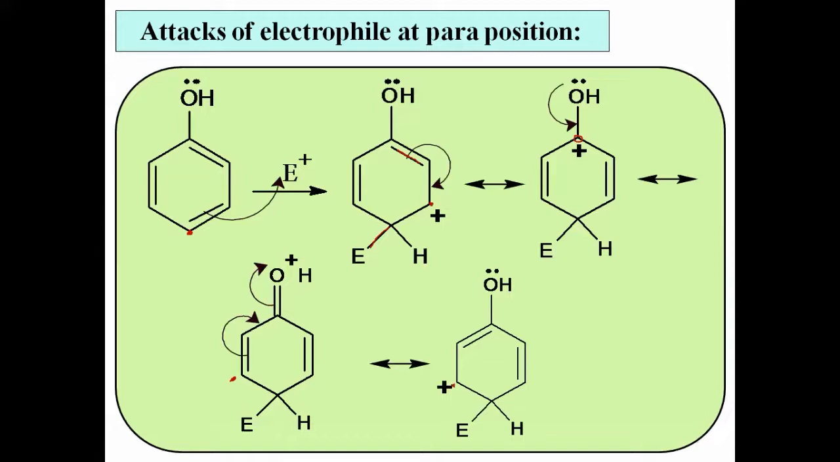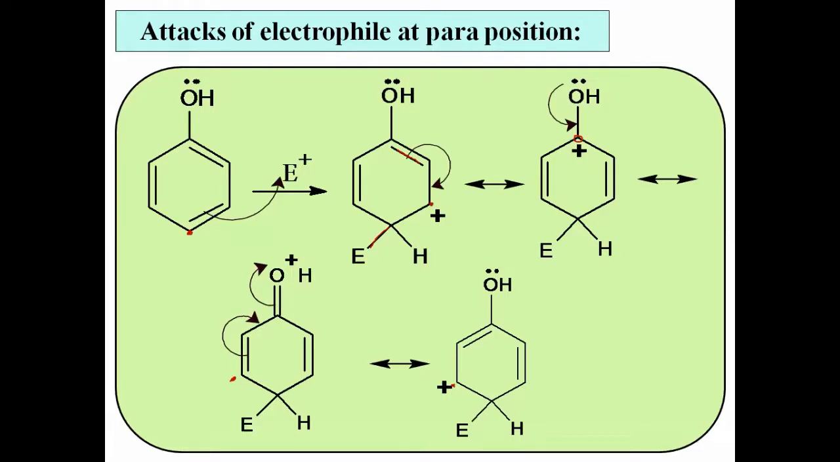Thus, similar to the first one, पहिल्यांदा जे आपण बघितलं, attack takes place at ortho position and this is the attack at para position. In the case of para position, when the electrophile attacks the phenol at para position, we get Arenium ion and this also shows the resonance effect. It undergoes delocalization and we get a number of canonical structures.